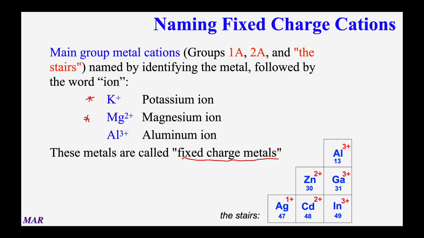There is also this thing down here called the stairs. Look on the periodic table, start at aluminum, and you can see that aluminum, gallium, and indium, that's a 3-step kind of thing. All of those are +3. Then you go down one to zinc. Zinc and cadmium are both +2. And silver down there is always +1. Why the fixed charge metals are important is that they'll be really nice to know in bonding. The stairs, those 6 right there, plus groups 1A and 2A, we know their charges all the time, which is really cool.